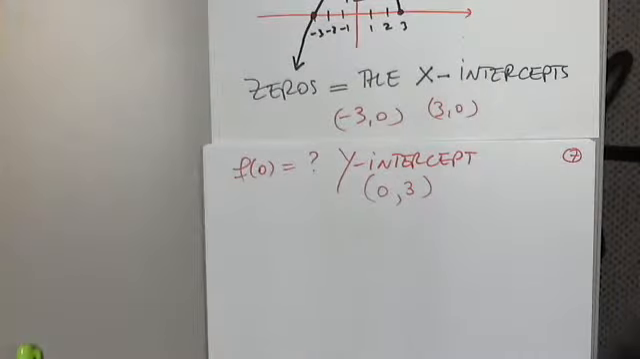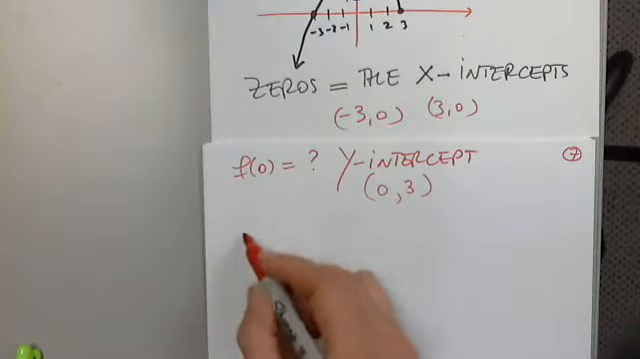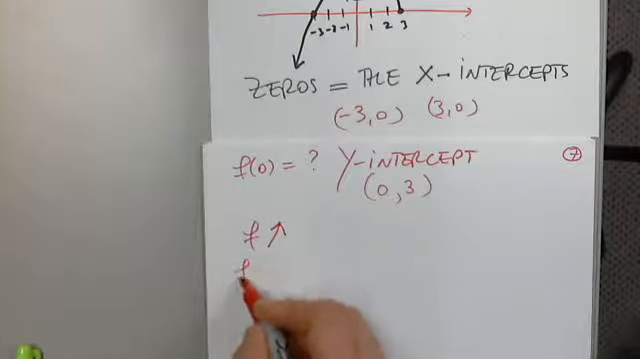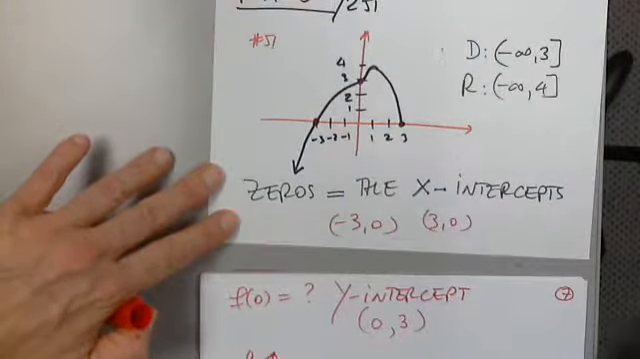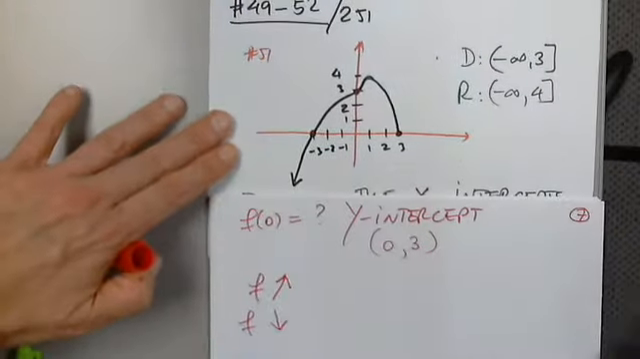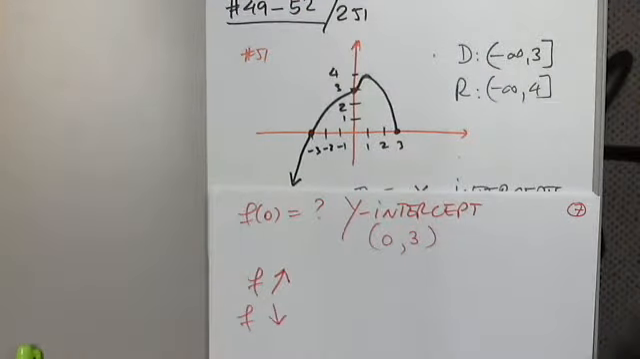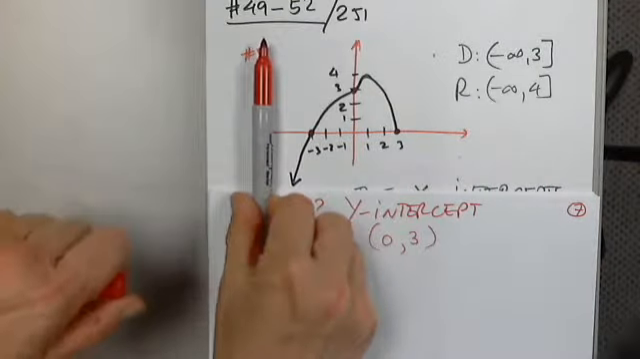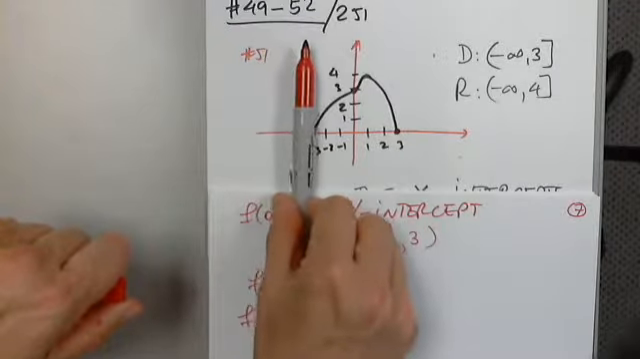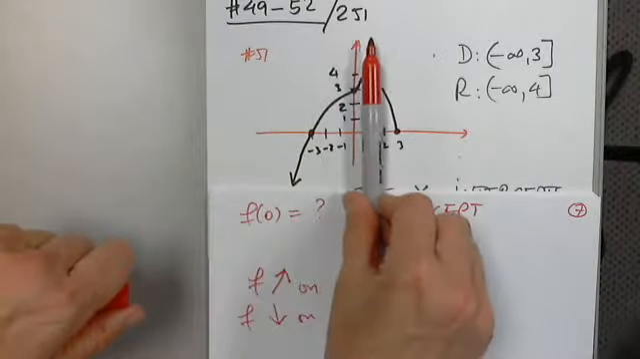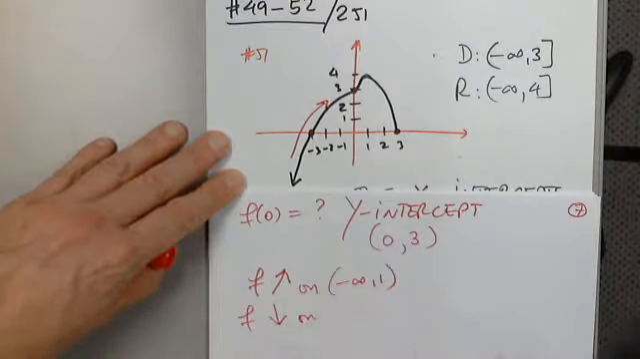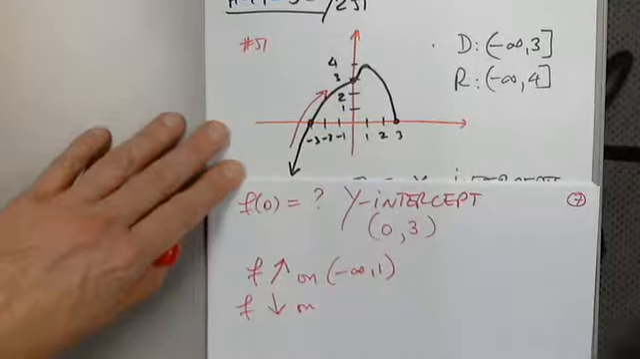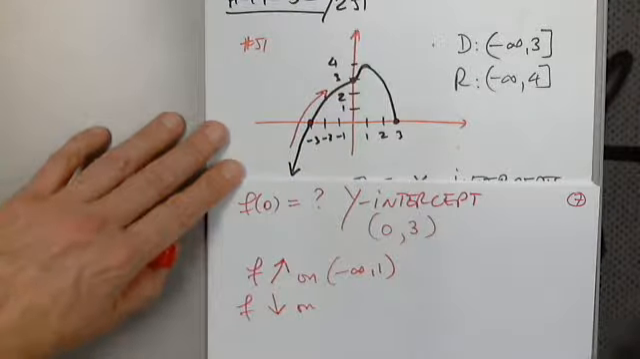Perfect. Next one. Intervals on which the function is increasing and intervals on which the function is decreasing. By the way, is this function constant anywhere? No. So we want to find the intervals of increasing and decreasing. So from the x value of negative infinity till which value? Till 1. The function is always increasing from negative infinity to 1. Not from which value till which value, but the trend on the x-axis.